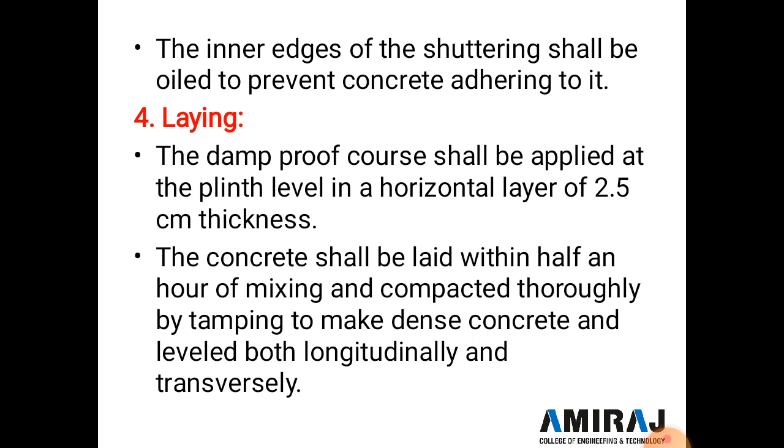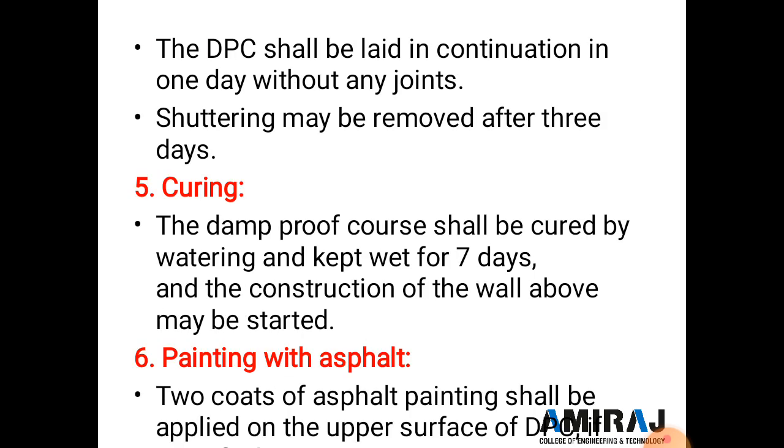Next is the fourth specification for a DPC, which is laying. So the damp proof course shall be applied at plinth level in a horizontal layer of 2.5 centimeter thick, and the concrete shall be laid within half an hour of mixing and compacted thoroughly by tamping to make a dense concrete, and level both longitudinally and transversely. And the DPC shall be laid continuously in one day without any joint, and shuttering shall be removed after 3 days. So here the DPC thickness is less, only 2.5 centimeter thick DPC is constructed.